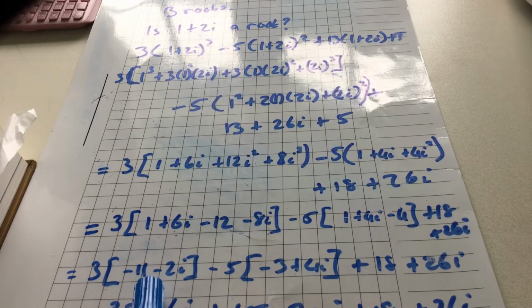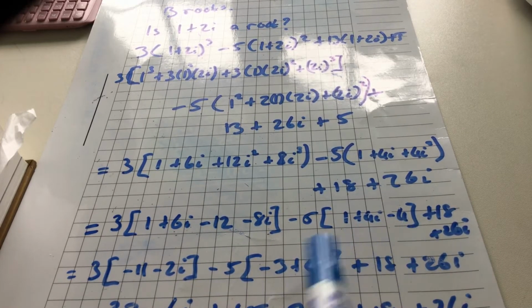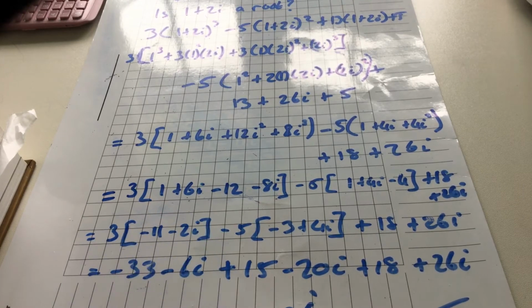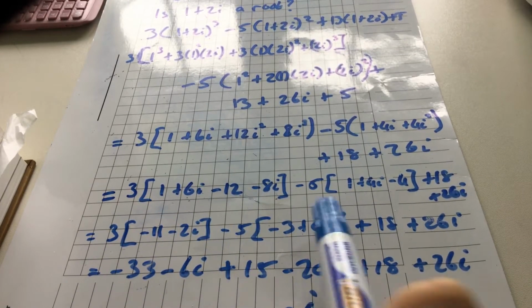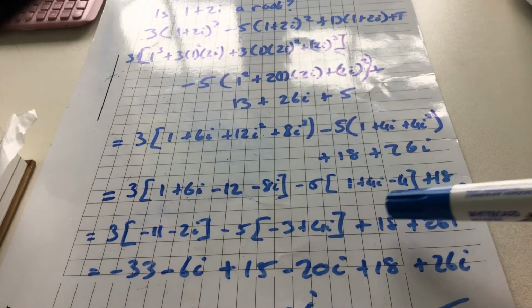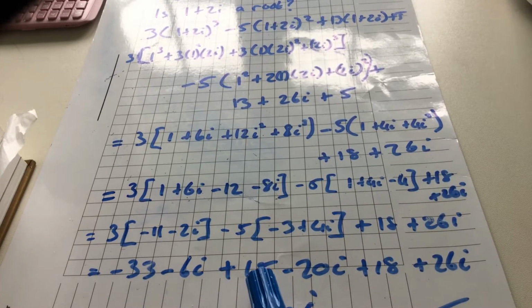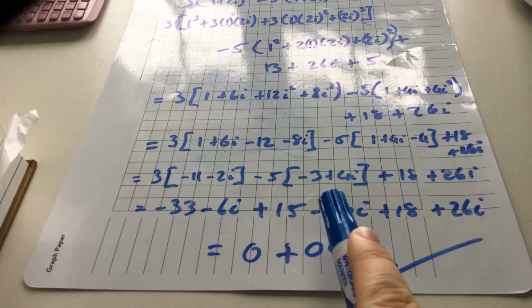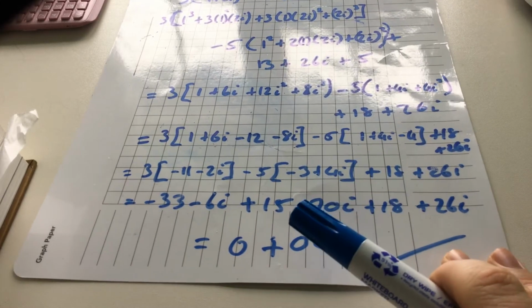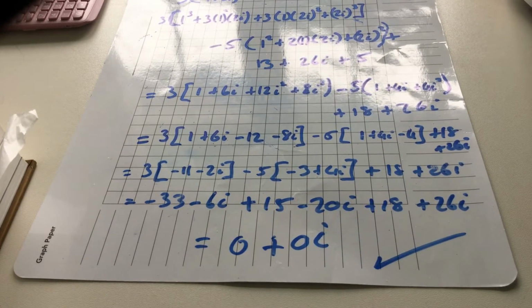Here, I've just tied it up. So I've got minus 11, 1 minus 12 is minus 11, 6i minus 8i is minus 2i, 1 minus 4 is minus 3, and then I've multiplied it out. So 3 by minus 11 is minus 33, 3 by minus 2i is minus 6i, minus 5 by 3 is 15, minus 5 by 4i is minus 20i. Now, minus 33 plus 15 is minus 18, plus 18 is 0 in the real. Minus 6i, minus 20i is minus 26i, plus 26i gives me 0 in the imaginary, so it's 0. So that means it is a root.